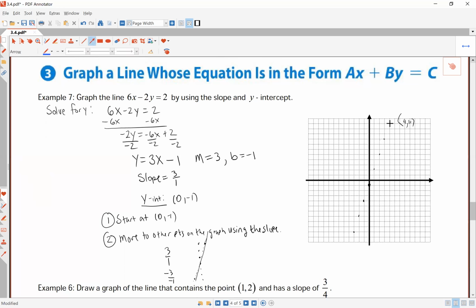Use a straight edge, graph them, and all of them lie on the same line. And now, just to make sure that I didn't make any mistakes in solving for y, I plug my point of x equals 4 and y equals 11 back into the original equation. 6 times 4 minus 2 times 11 is 24 minus 22, which is in fact 2.